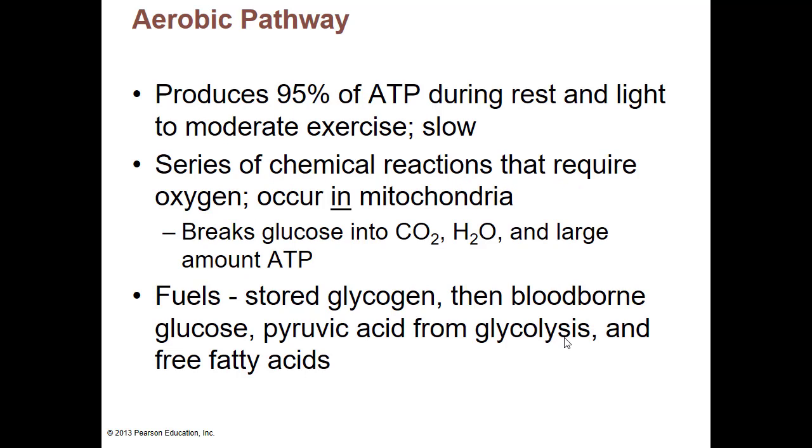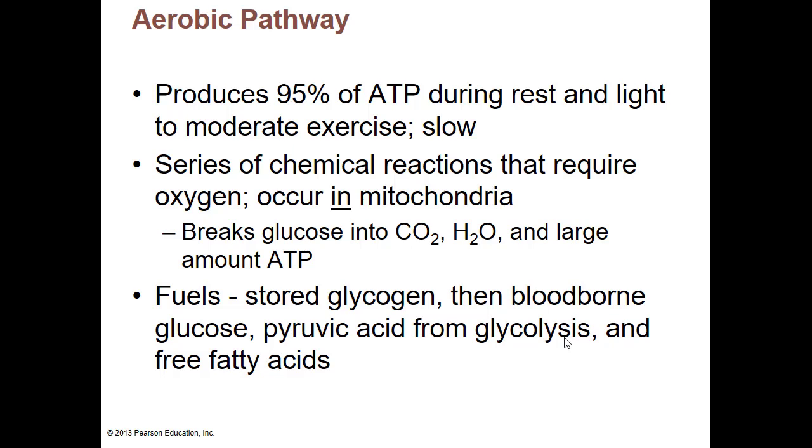Now, if oxygen is present, you didn't overwork your muscles, you didn't constrict the blood vessels, that pyruvic acid will go into the mitochondria. Your aerobic pathway produces 95% of your ATP. Way more efficient. Instead of making 2 ATP, aerobically you can make closer to 30 ATP. Now, there's a whole bunch of chemical reactions that happen in the mitochondria. We're not going to go into all of cellular respiration today. But eventually it breaks the pyruvic acid down, makes lots and lots of ATP out of it.